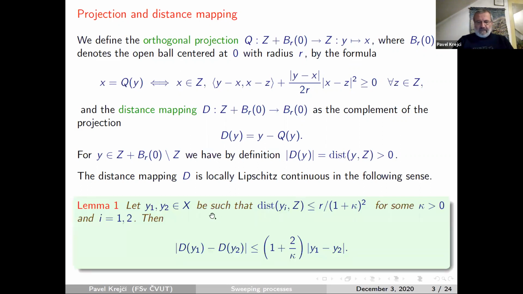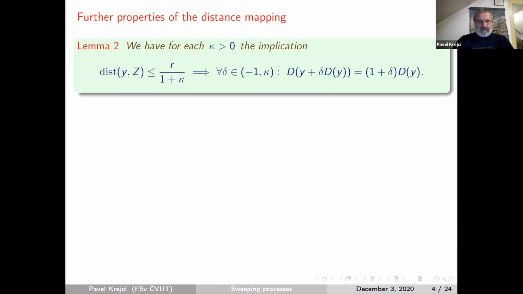So if we take two points which are away from the boundary of the admissible layer, then the distance mapping is Lipschitz continuous, but the Lipschitz constant depends on how far we are from this set Z. So if you are very close to the boundary, then this is to be expected, the Lipschitz constant of the distance mapping is big. Now, there are some further interesting properties.